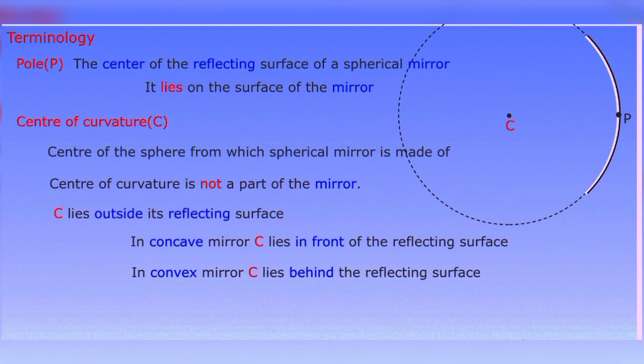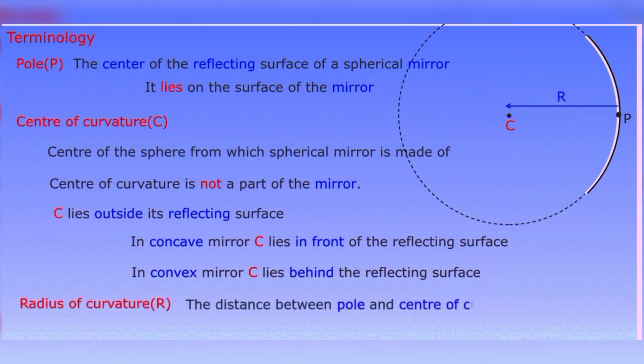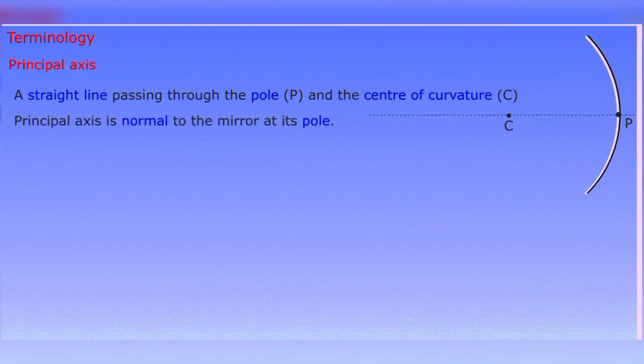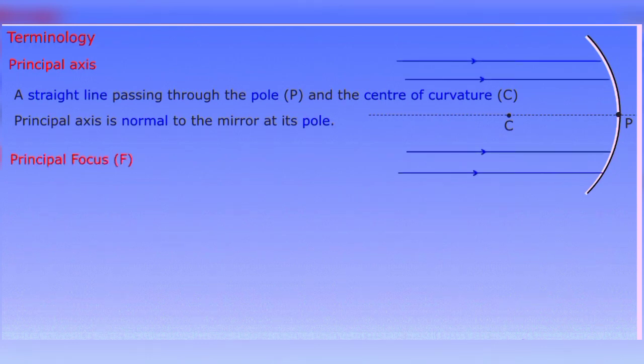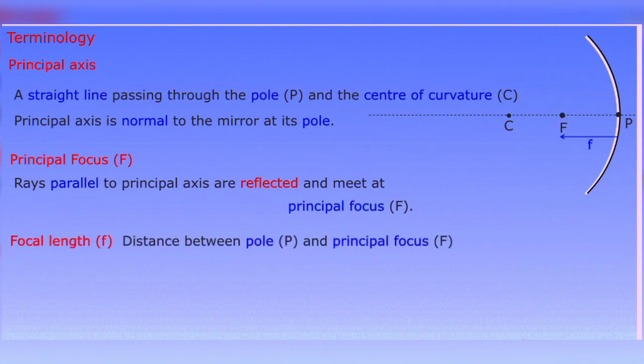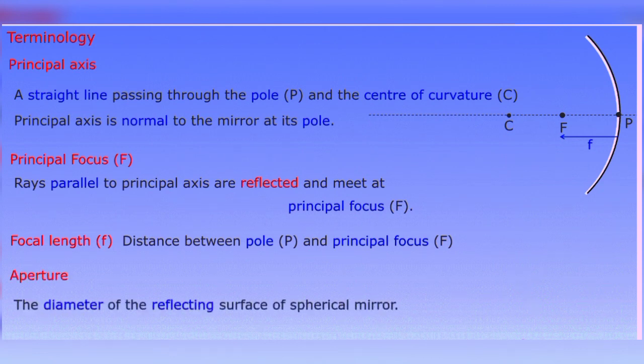Next is radius of curvature, the distance between pole and center of curvature. Principal axis, a straight line passing through the pole and the center of curvature. Principal axis is normal to the mirror at its pole. Next is principal focus. Rays parallel to the principal axis are reflected and meet at principal focus. Next is focal length. The distance between the pole and the principal focus of a spherical mirror is called the focal length of the mirror. It is denoted by F.